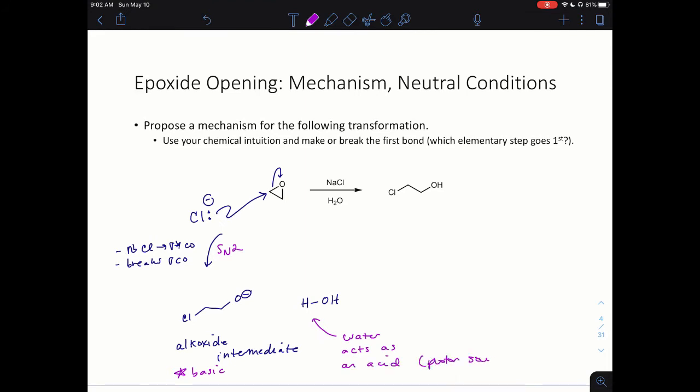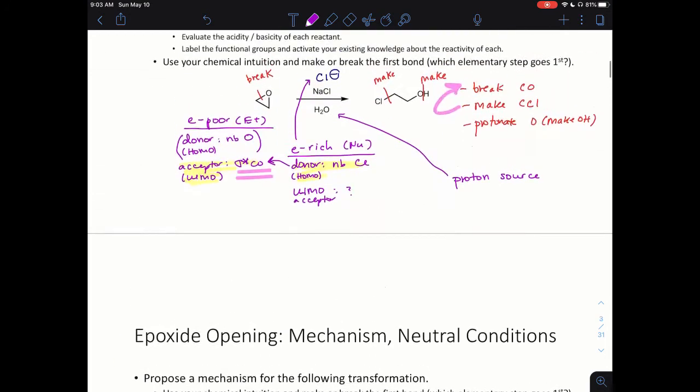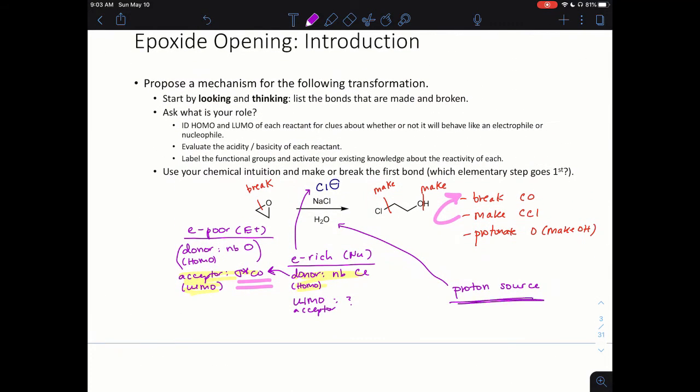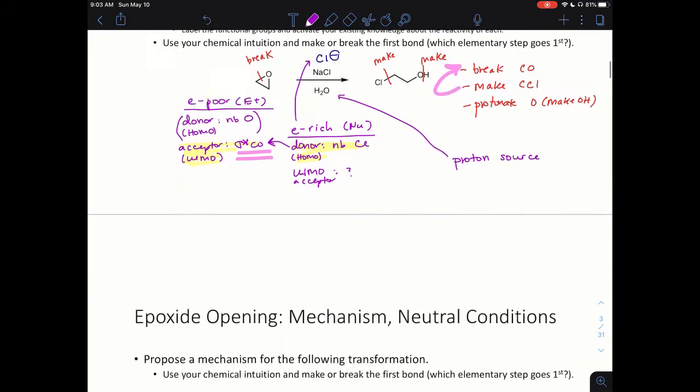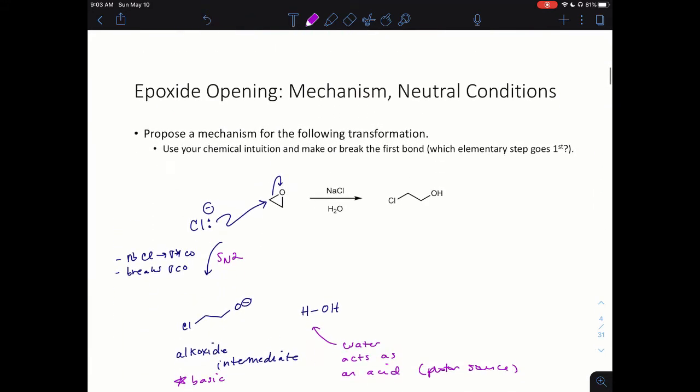I labeled it as a proton source on the previous slide, but then I didn't really follow up on that. So it's donating the proton here. All right, let's go ahead and show that. So there's a final proton transfer step to generate the product.